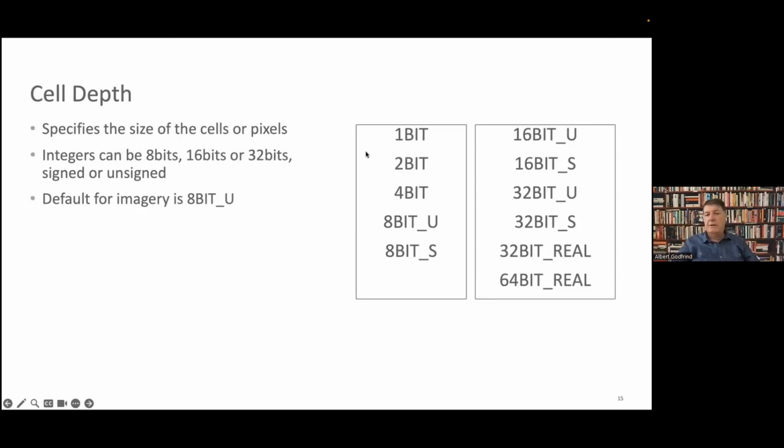From 1 bit, which would be for black and white or a mask, something I don't want you to see there. 2-bit, 4-bit for classifying things, and then 8-bit unsigned, these are our color, so RGB, 8-bit signed for some signed value, then 16-bit unsigned and signed, 32-bit unsigned and signed, 32-bit real, and 64-bit real. So these will be for floating point numbers with decimals. This will be for integers.